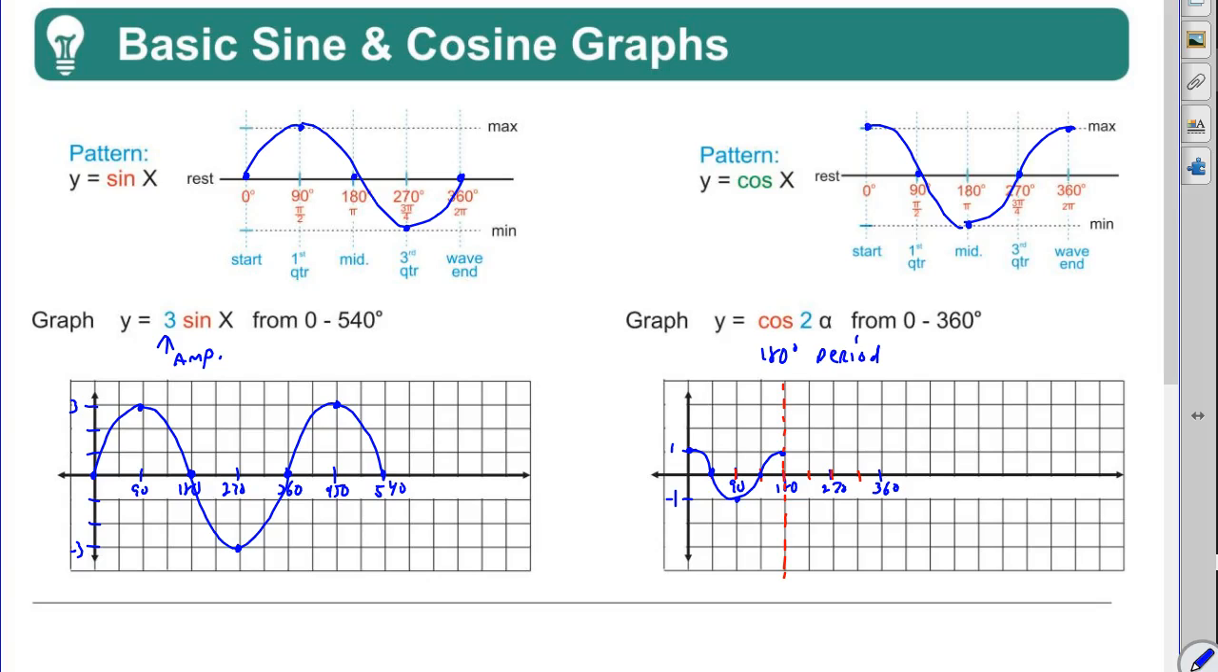Because you know the pattern, you're able to just keep it going. And there's the graph of the cosine. Hey, what's the key to everything? Know your patterns. Know the pattern for the sine. Know the pattern for the cosine. You can then make amplitude adjustments and period adjustments, and away you go.